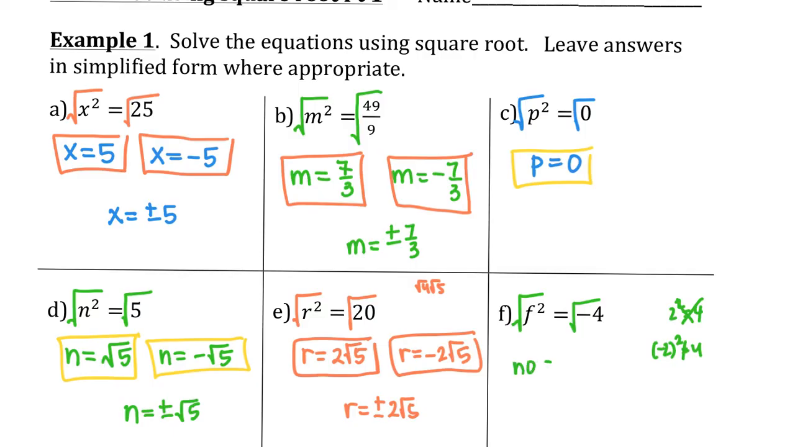You cannot square root a negative answer, because when you multiply something by itself, it always turns positive. So if the radicand is negative, the answer is no solution. Okay, go ahead and do the practice problems in this section. Pause, check your answers, and then we're going to go to example 2.